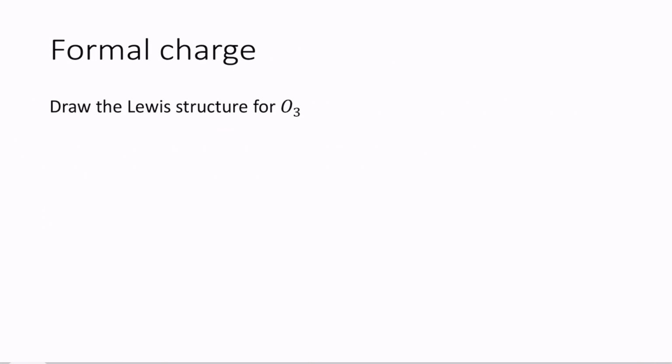Let's look at one more example. Go ahead and draw the Lewis structure for O3 and give the formal charges for each atom. Notice that there is not a charge on O3, so the formal charges should add up to 0. Go ahead and try this one. You can ask me if you have questions.